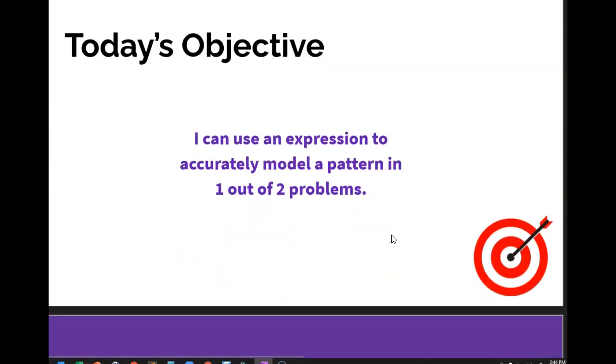So that was everything in today's lesson. I can use an expression to accurately model a pattern in 1 out of 2 problems. We talked about what expressions were, and we talked about seeing patterns in diagrams.